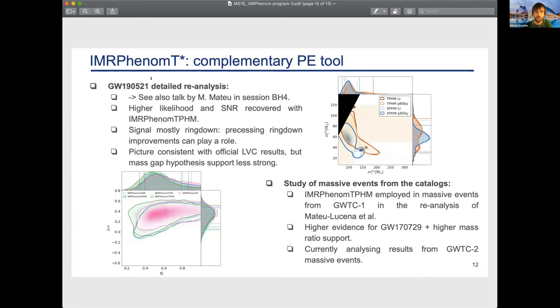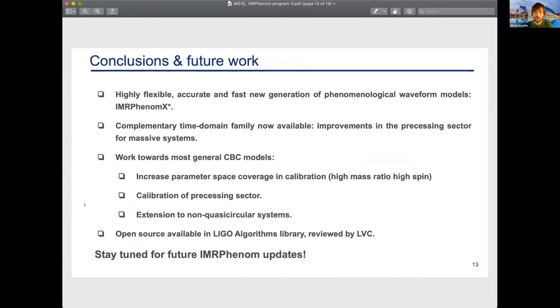And we have employed them in a reanalysis of GW190521 with interesting conclusions. And also we are preparing a reanalysis of the high mass events of the second transient catalog. And all these models presented here are available as open source models in the LIGO Algorithm Library. And well, the work towards more generic models is still ongoing. So stay tuned for future Phenom updates.